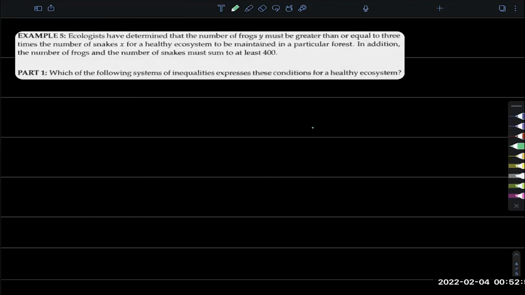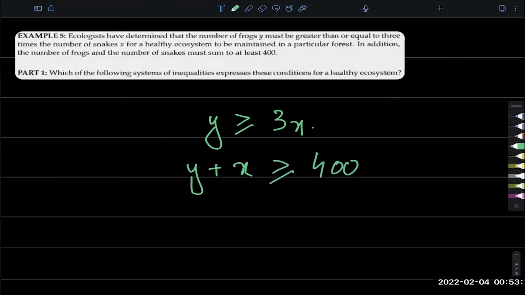Because I'm translating the first statement that the number of frogs must be greater than or equal to 3 times the number of snakes. So that is y is greater than or equal to 3x. In addition, that's a second inequality. Number of frogs, y, and number of snakes, x. So y plus x sums to at least 400, should be greater than or equal to 400. Yes, y is greater than or equal to 3x, and y plus x is greater than or equal to 400. Those are my two inequalities. And I can move this x here and make it y greater than or equal to minus x plus 400.